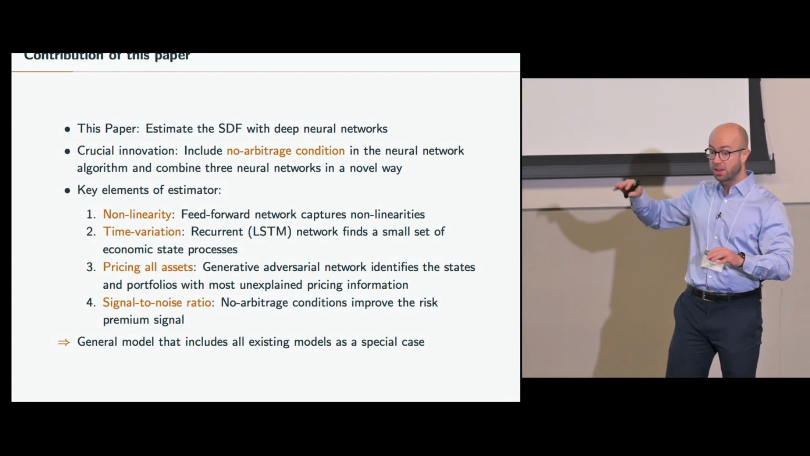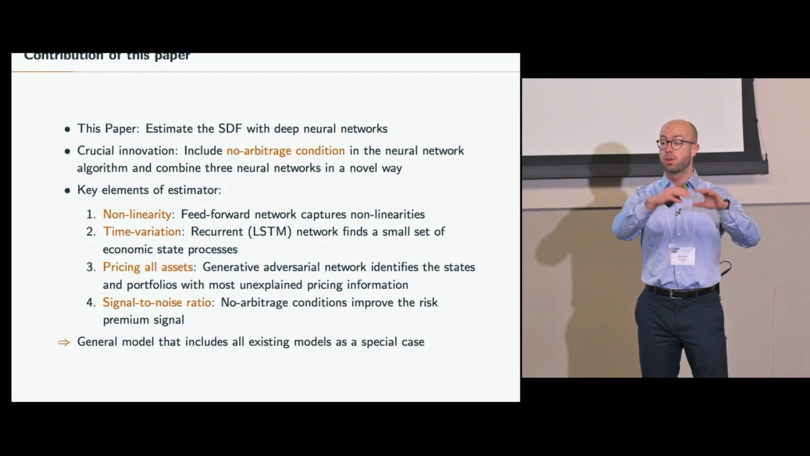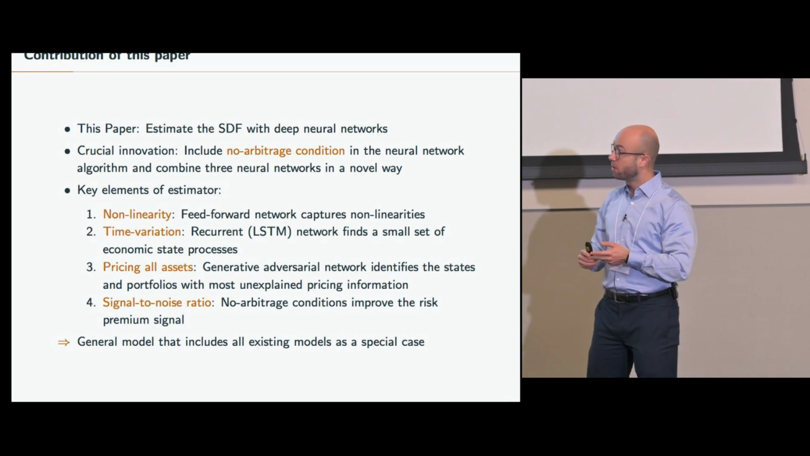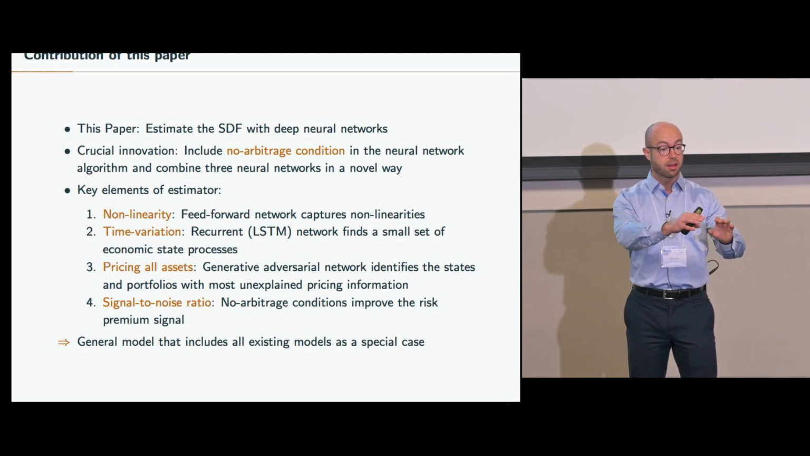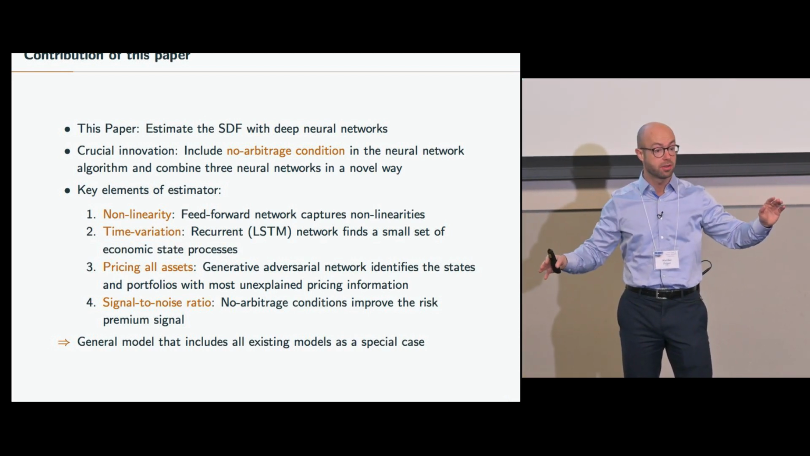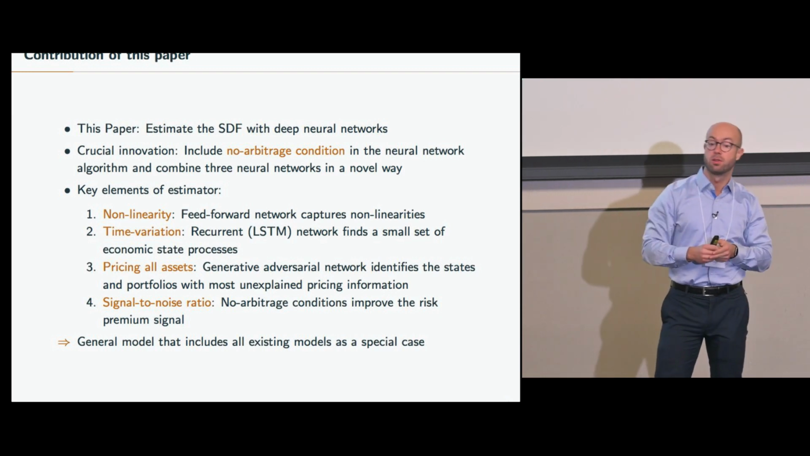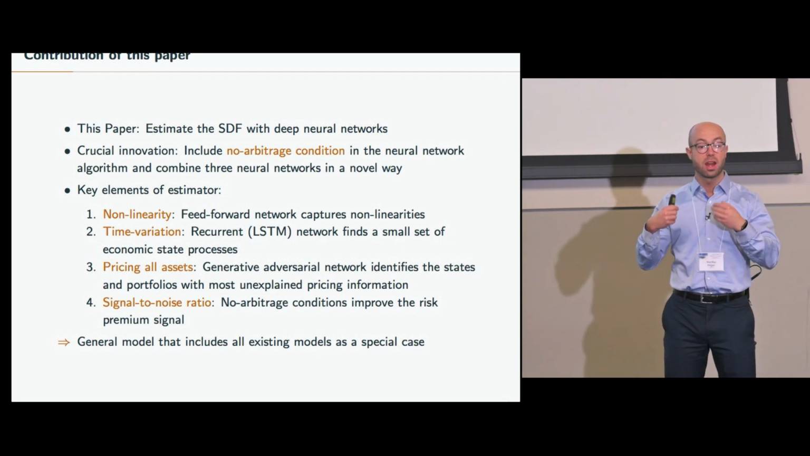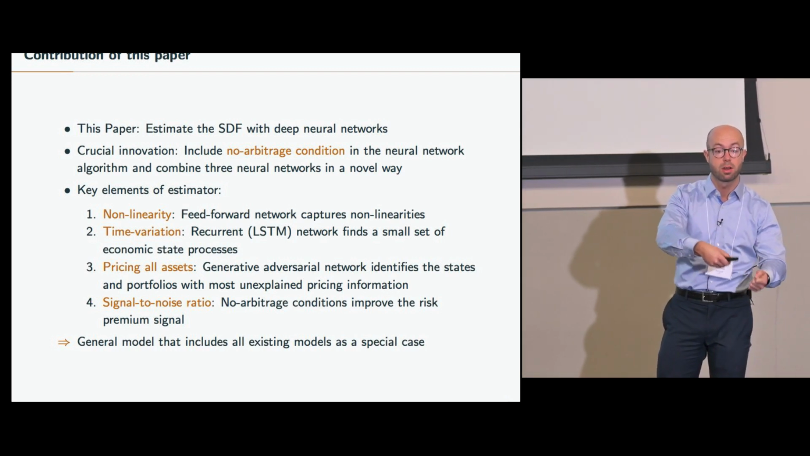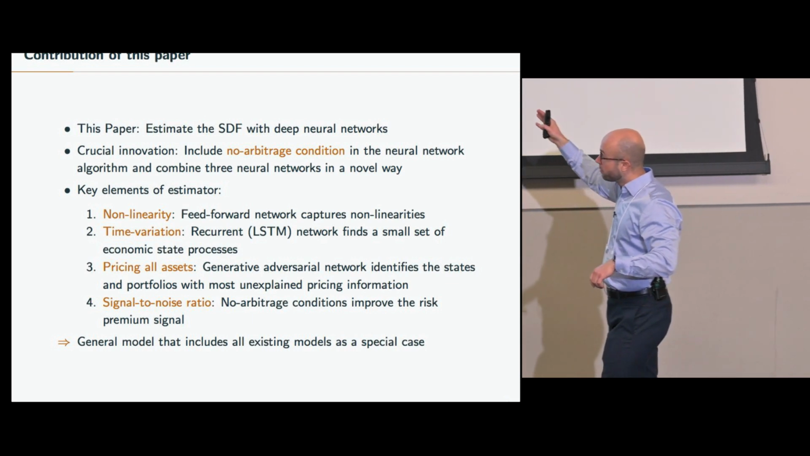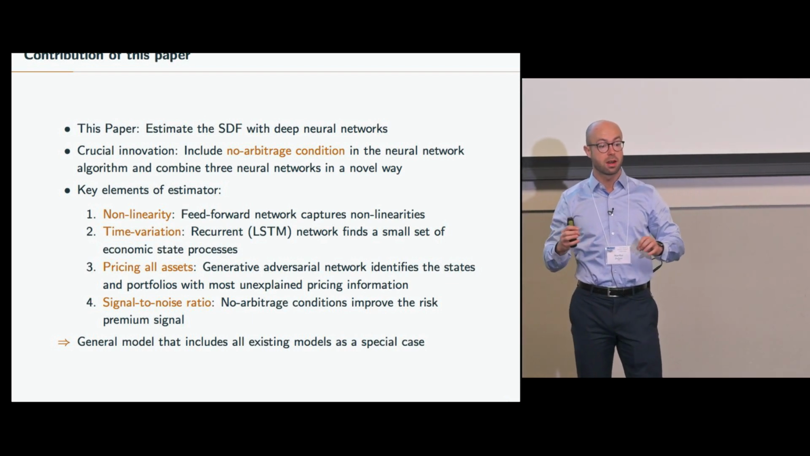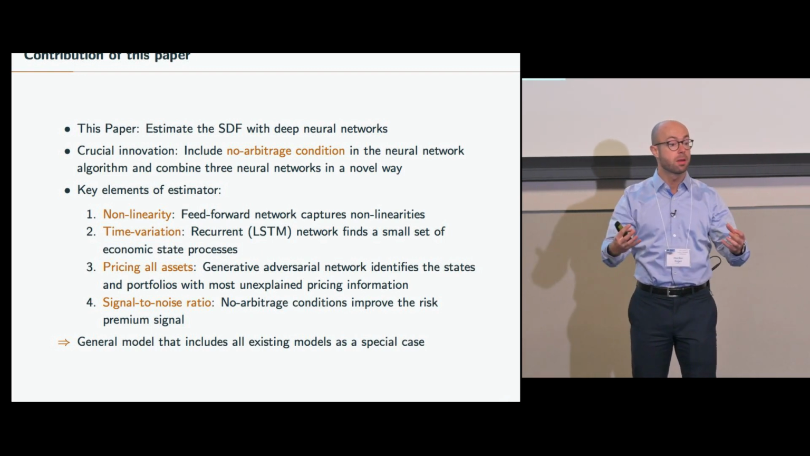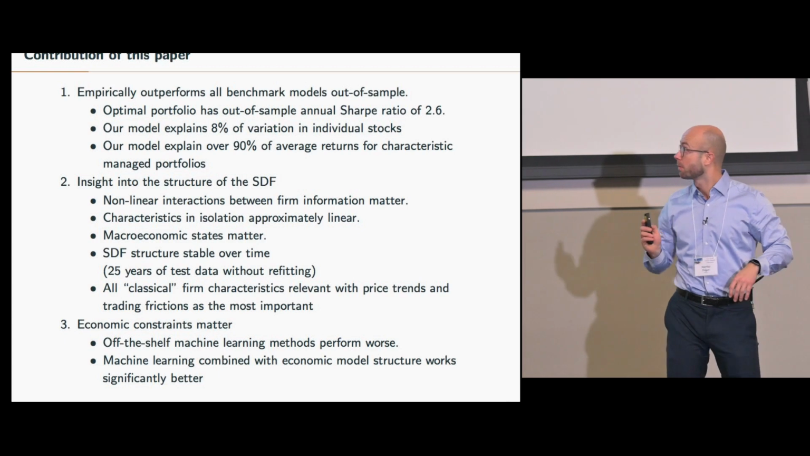So we have one neural network that gives us the SDF as a function of firm characteristics and macroeconomic states. We have another neural network that is finding the macroeconomic states from a large set of macroeconomic time series. And we have a third neural network that is generating our test assets. It will find the test assets that have the most pricing information that we then need to learn about the SDF. And all of these three different neural networks are glued together by a no arbitrage model. So there's an economic constraint coming in, putting these insights together.